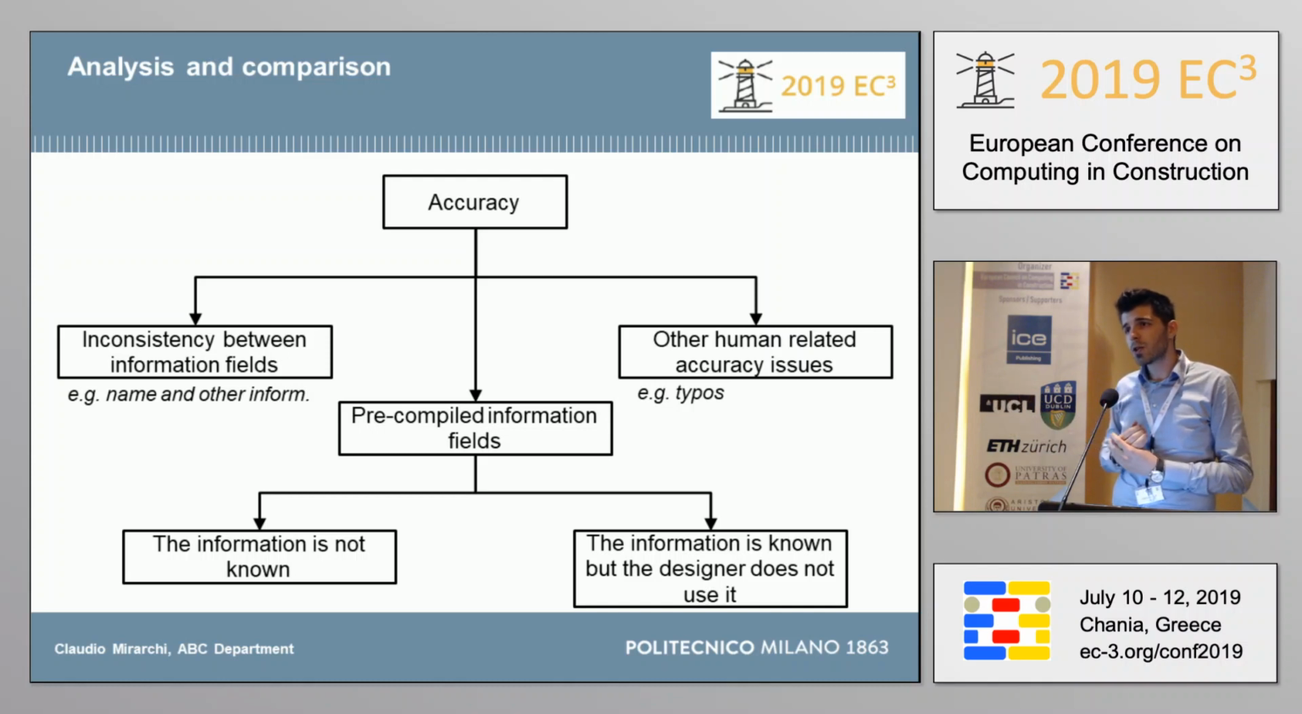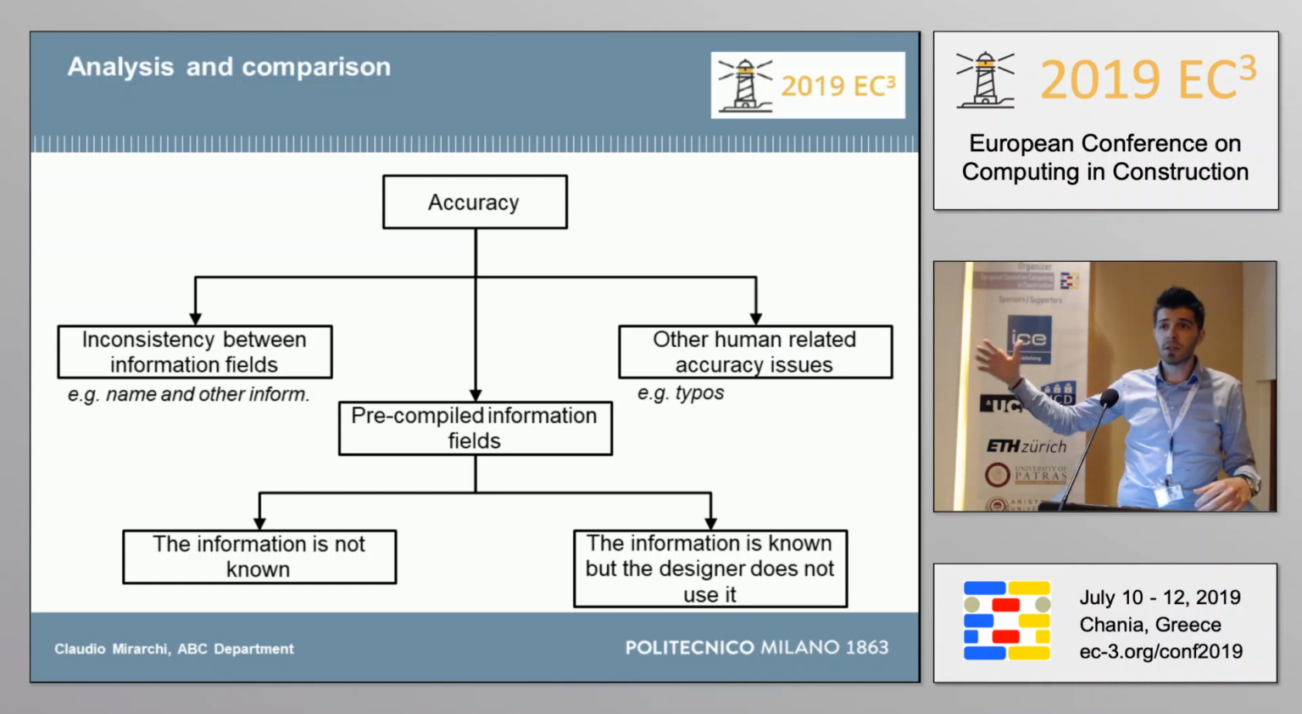If I know the issue, I can fix my algorithm to, in some way, limit the impact of this issue on my final results. So in this case, for example, for accuracy, we have inconsistency between information fields, because many times people put different information in the names of the objects inside of the model, and this information is in contrast with the other information that you have. For example, the thickness of the wall, you have it in the name, and then also as information of the object.